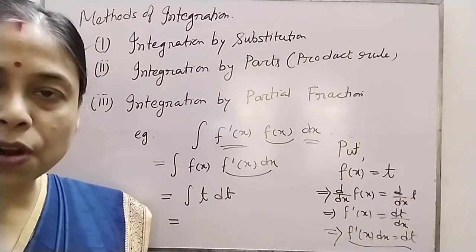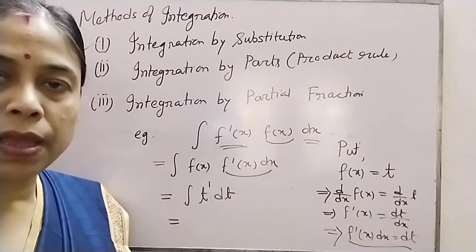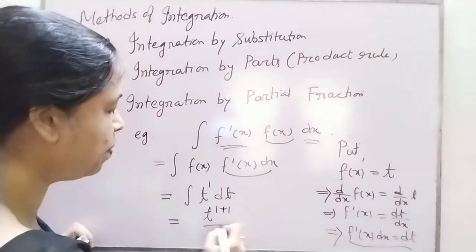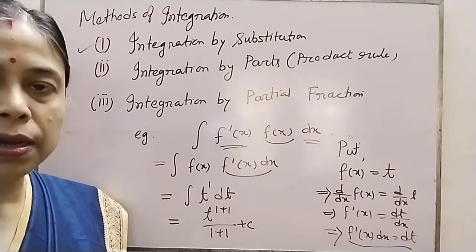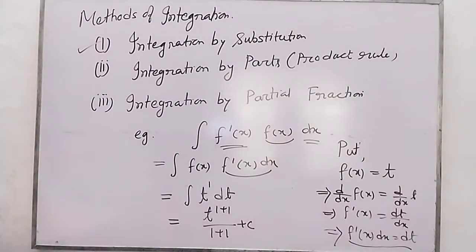What is the form? Hope you know. That is the form x to the power n, which will give you x to the power n plus 1 divided by n plus 1, plus c. Always you have to put the constant of integration, and that gives you, just a minute, I'll go and write it down here.